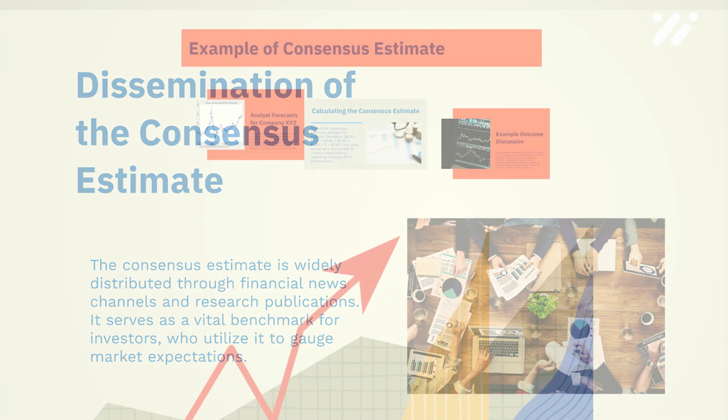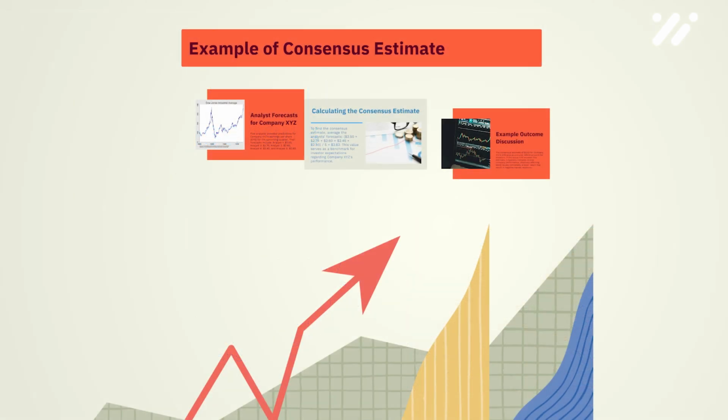Well, formula for calculating consensus EPS is simple. Consensus EPS equals sum of all forecasts divided by number of forecasts.